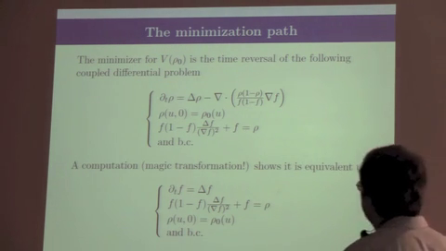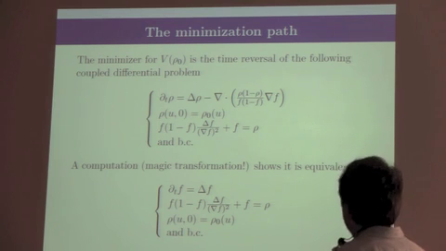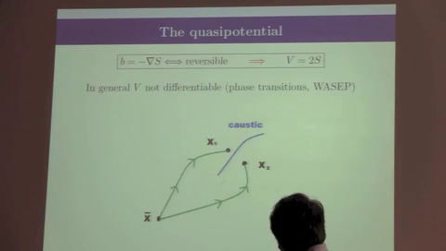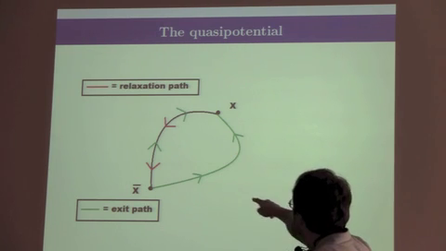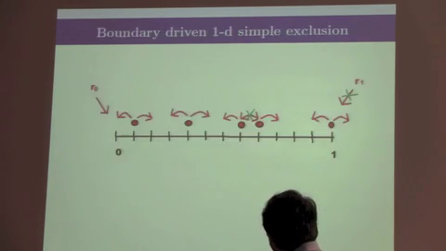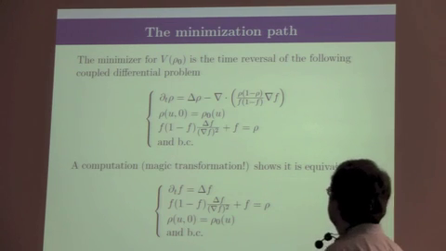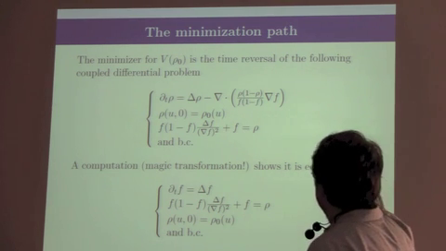quasipotential? You can solve it using an infinite dimensional, at least formally, Hamilton-Jacobi equation. Otherwise, you can identify exactly which is this path that goes from the equilibrium to x. You can exactly identify it. This is one of the few cases when this is possible. And in principle, you have to solve the coupled differential problem that is above.